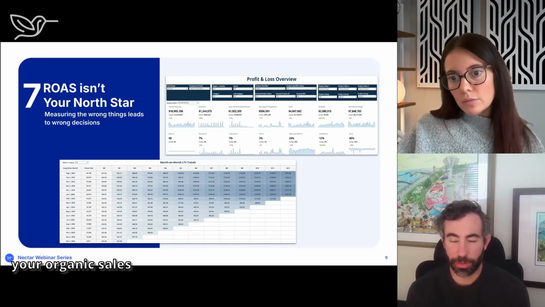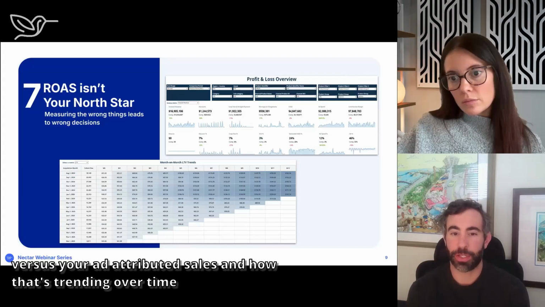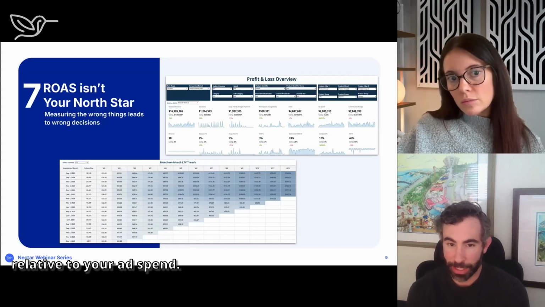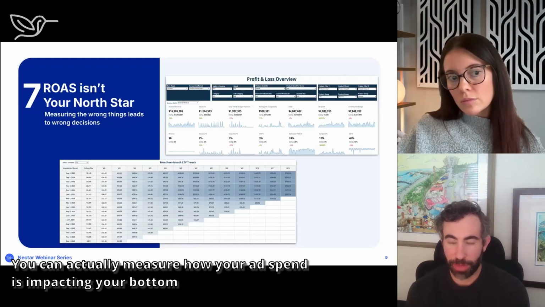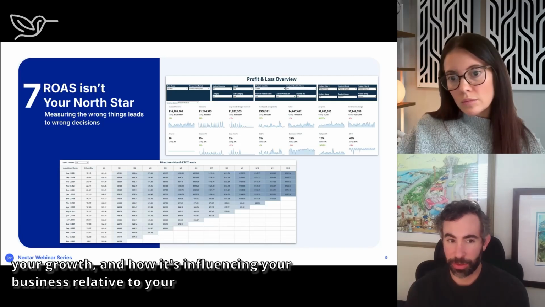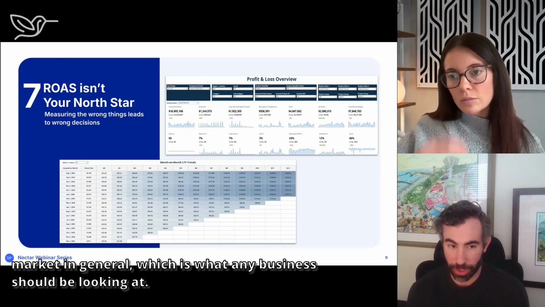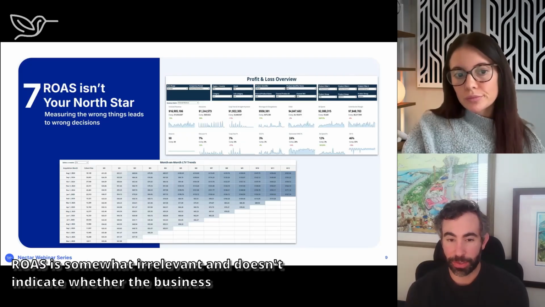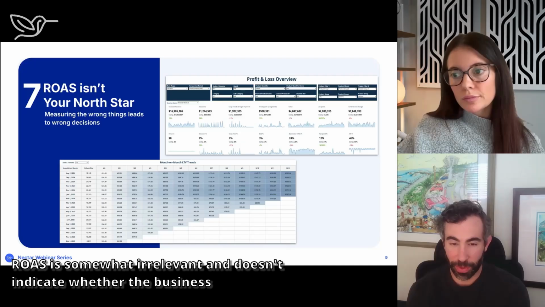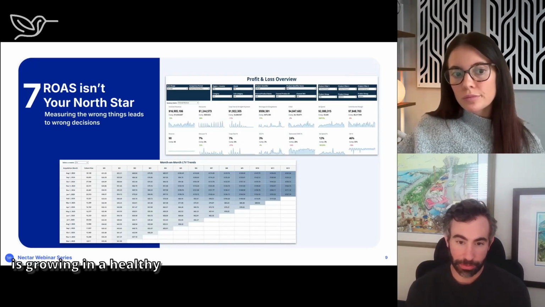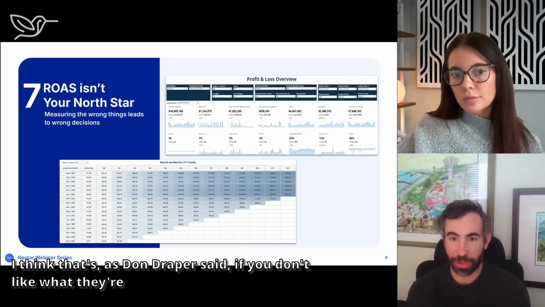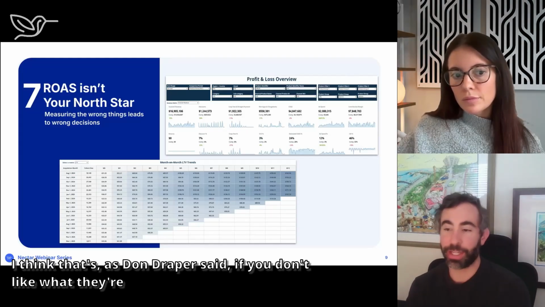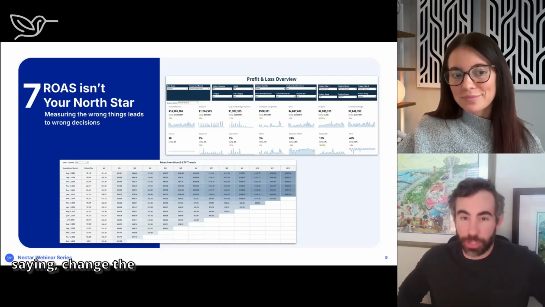Then you have the ability to measure your organic sales versus your ad attributed sales and how that's trending over time relative to your ad spend. So you can actually measure how your ad spend is impacting your bottom line, how it's influencing your growth, and how it's influencing your business relative to your competitors in the market in general, which is what any business should be looking at. ROAS is somewhat irrelevant and doesn't indicate whether the business is growing in a healthy way or not. And so I think that's, as Don Draper said, if you don't like what they're saying, change the conversation.